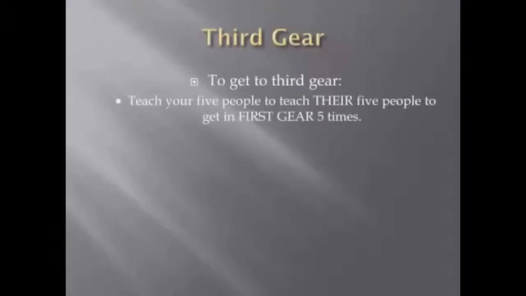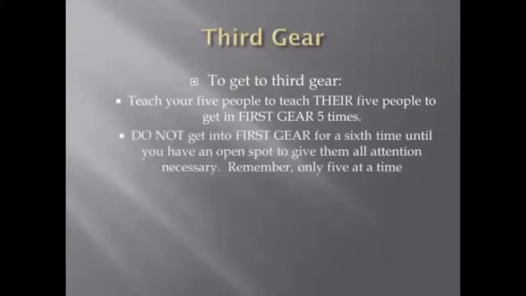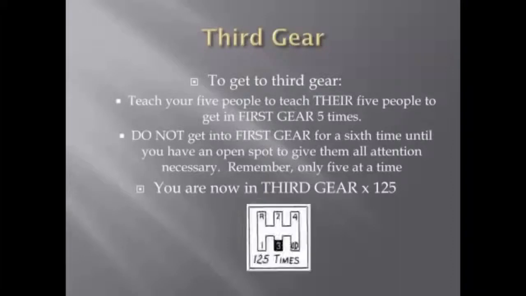Third gear. To get into third gear, teach your 5 people to teach. You teach your 5 people to teach their 5 people, or your 25 people, to get in first gear 5 times. So, do not get into first gear for a 6th time unless you have an open spot to give them all the attention necessary. Remember, only work with 5 people at a time. So your 5 first gear people, work on building depth. You're now in third gear times 125. So you've got 5 on your first level, times 5 is 25 on your second level, times 5 is 125 on your third level, and some major revenue going through your business.